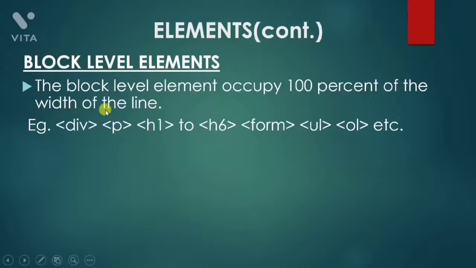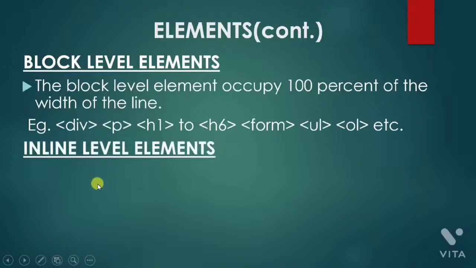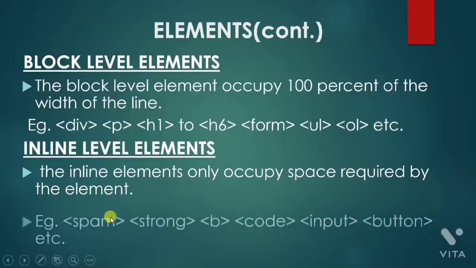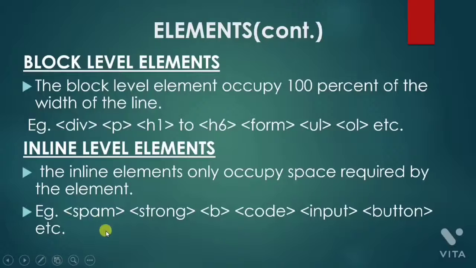Examples of block level elements are the div tag, paragraph tag, and heading tags from h1 to h6. These all come under block level elements. Form tag, ul tag, ol tag, etc. Next, coming to inline level elements. Inline level elements only occupy the space required by the element. Examples are span tag, strong tag, b, code, input, button. These are all called inline level elements.